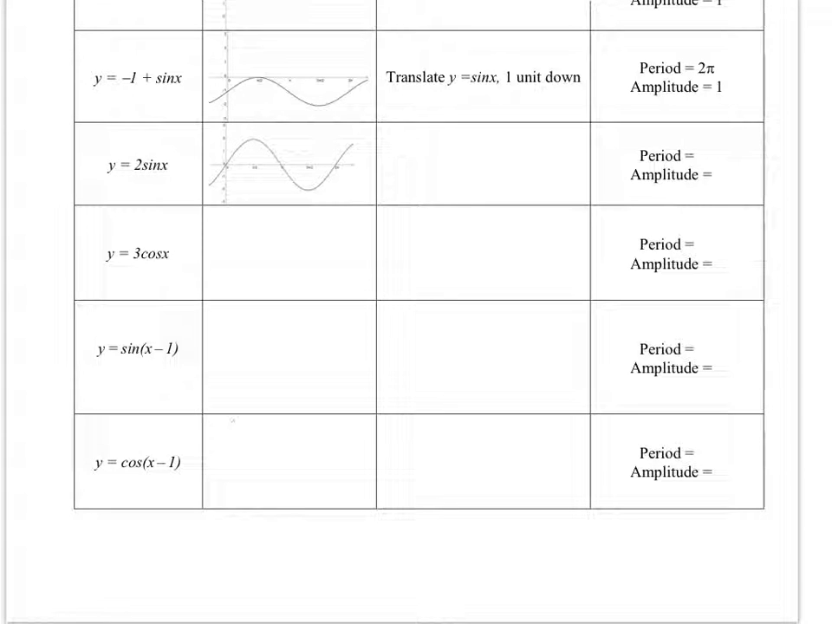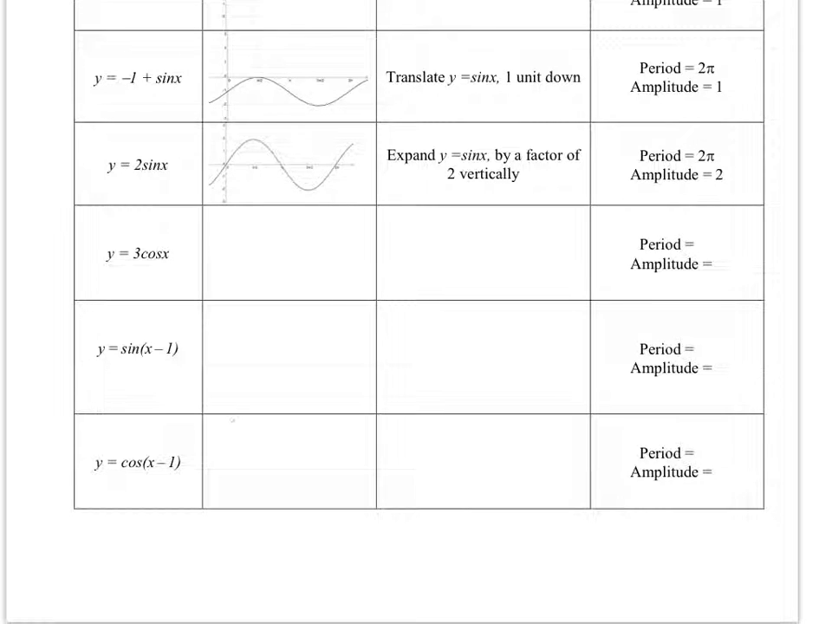Okay, so here you can describe that as an expansion, a vertical stretch of factor 2. Here the period stays the same, it's still 2 pi, but the amplitude this time is 2, because it's been stretched vertically by 2.